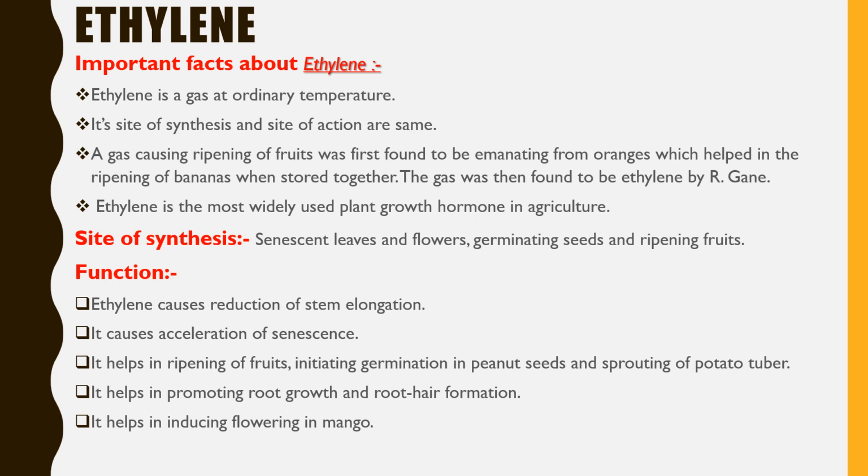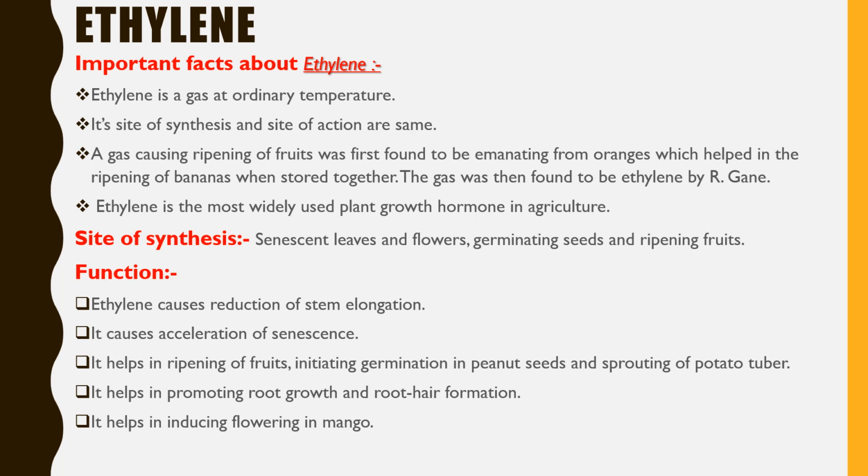The gas was then found to be ethylene. Ethylene is the most widely used plant growth hormone in agriculture. Its site of synthesis is senescent leaves and flowers, old leaves and flowers, germinating seeds and ripening fruits.